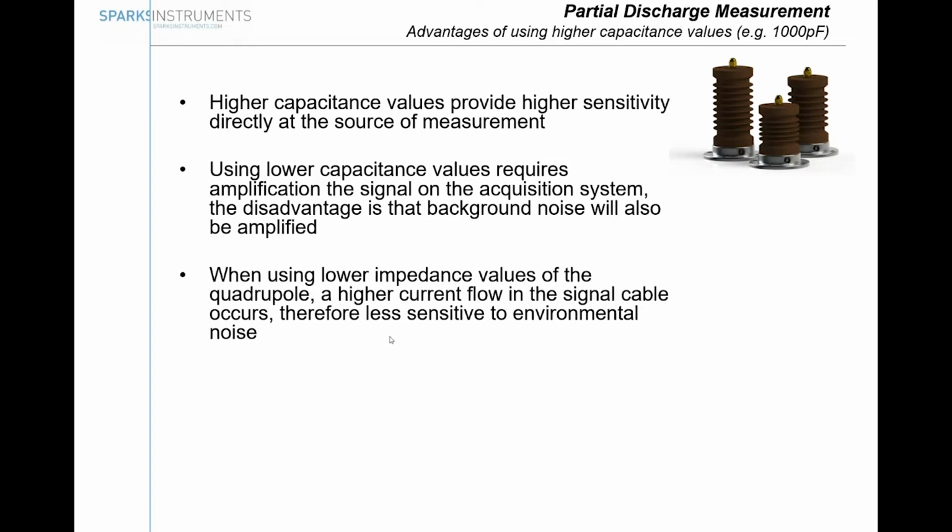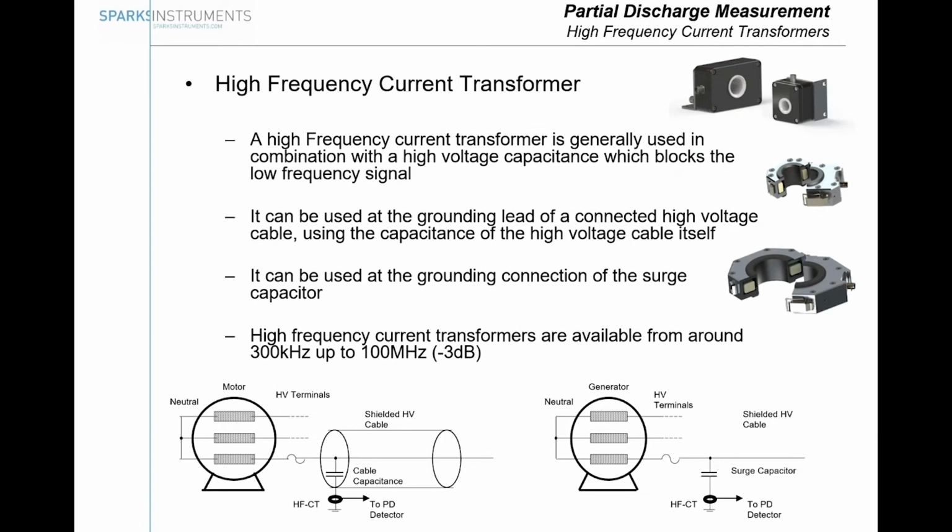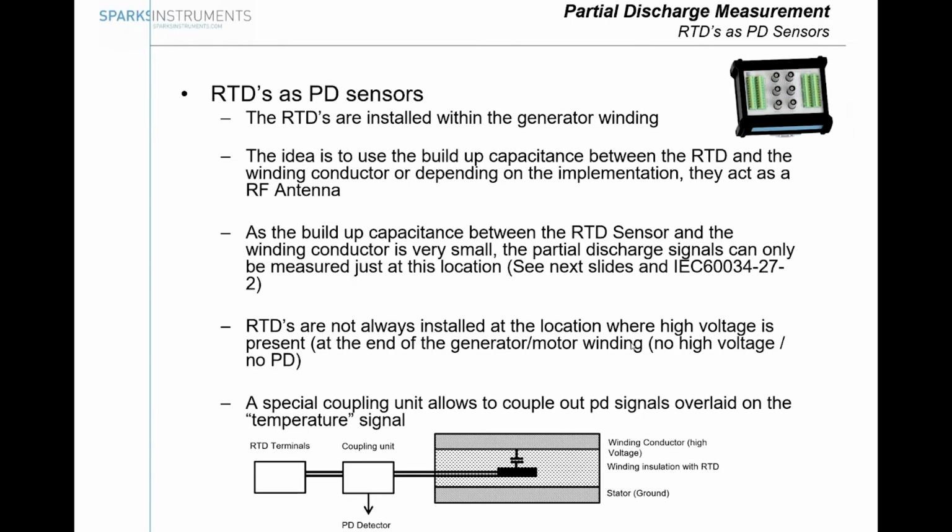And when you use lower impedances of the quadrupole, you also might be more sensitive to noise. I skip here. Also, we can measure partial discharge with high frequency current transformers, which are typically used for cables or for motors. On the market, some vendors say you can measure with RTDs as sensors. I can say you can use that as additional information, but unfortunately these sensors do not provide a very high sensitivity.